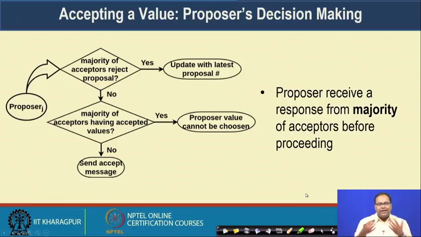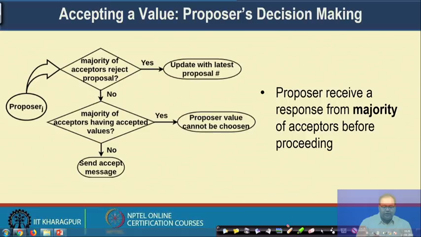Now, we take a vote based on a majority decision. So, the proposer checks whether the majority of the acceptors reject the proposal. If they have rejected the proposal, then you update it with the latest proposal number. If they have not rejected it, then you see whether the majority of the acceptors have accepted a value. If the majority of the acceptors have accepted a value, then you cannot choose that particular proposal. If not, then you send an accept message.